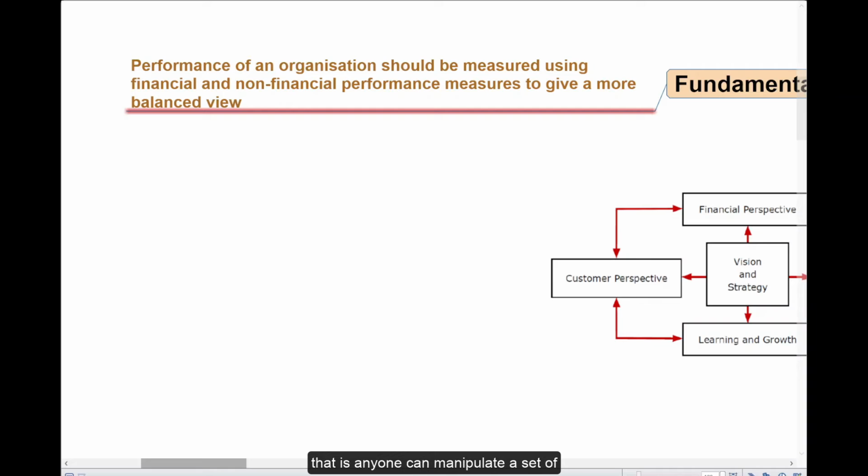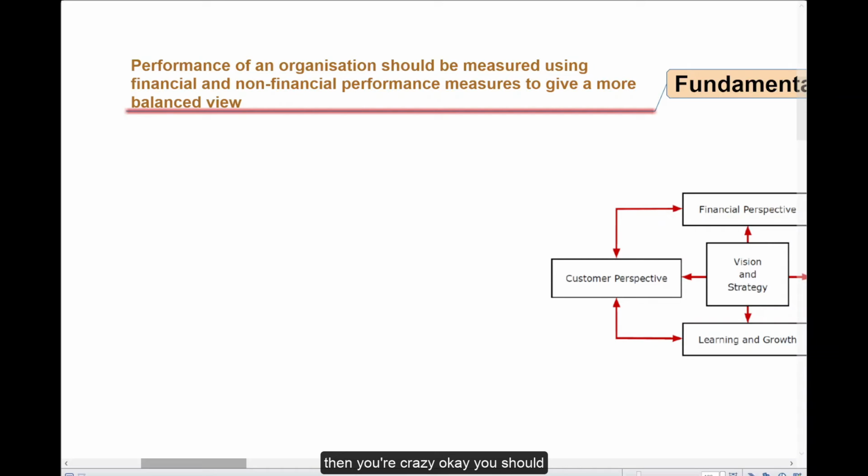What I mean by that is anyone can manipulate a set of accounts. I'm not talking about illegally. I'm talking about through the use of subjectiveness, through the use of different accounting policies, etc., etc. So really, what Kaplan and Norton have said in a nutshell is, in order to measure performance of a business, if you are simply using financial measures, I'm talking about profit, return on capital employed, return on investment, gearing, etc., etc., then you're crazy.